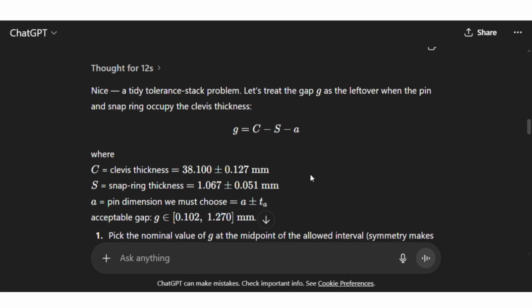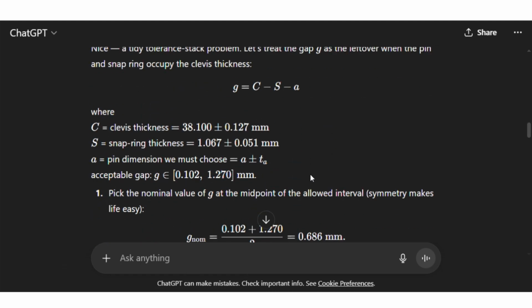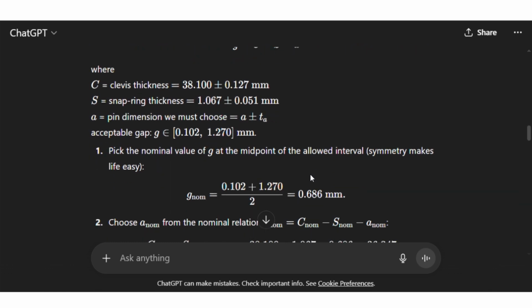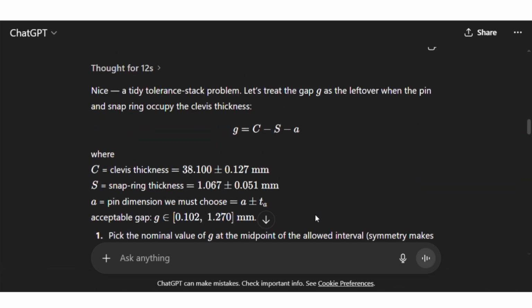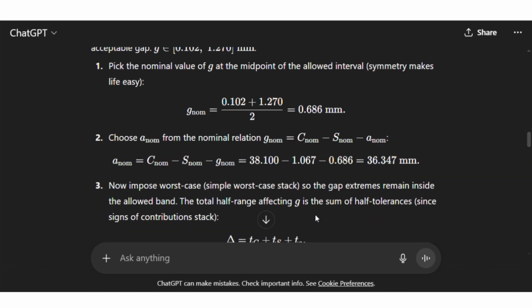Okay, so first it defines the parameters: G for gap, C for clevis, S for snap ring, and A for pin. It's got the dimensions and the tolerances correctly from the picture. That is good. In the first step, it calculates the nominal value of G, which is the midpoint based on the given minimum and maximum. Okay, that makes sense.